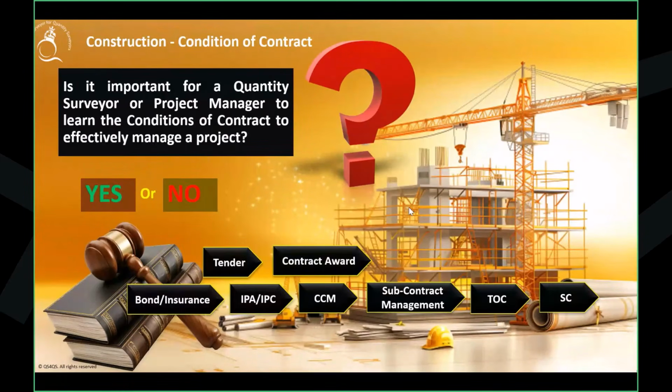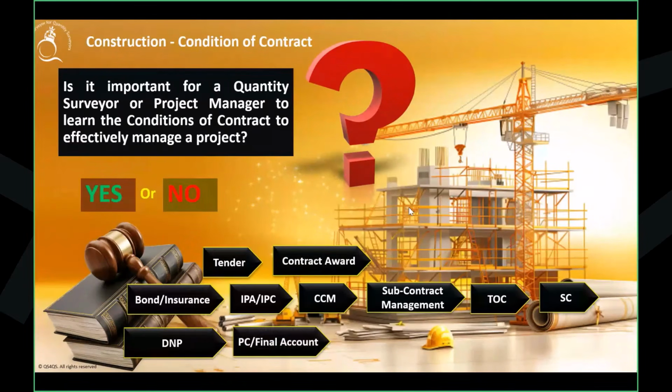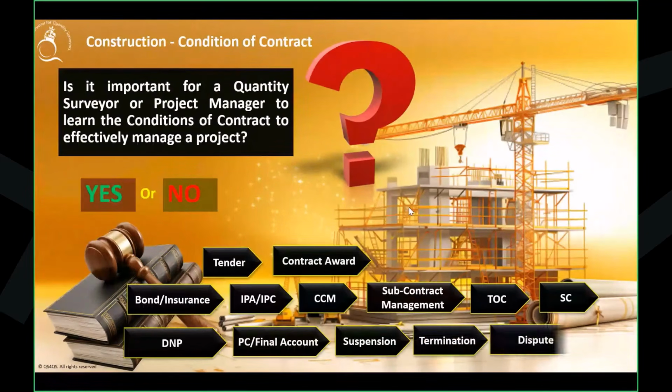It's all about payment. Once the taking over certificate is issued, the defect notification period will begin. As a contractor, what is your responsibility during the defect notification period? Once it is done, you have to get the performance certificate and do the final account. What is the requirement? And you have to know that suspension, termination, and disputes can sometimes happen, and how to manage them. So without learning these contractual things, do you think that as a quantity surveyor, the one dealing with all of them, you can manage it?